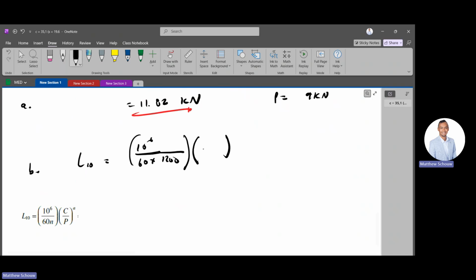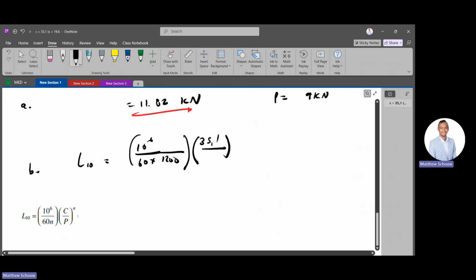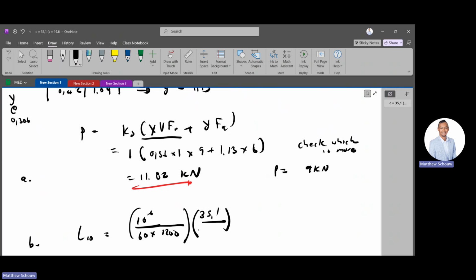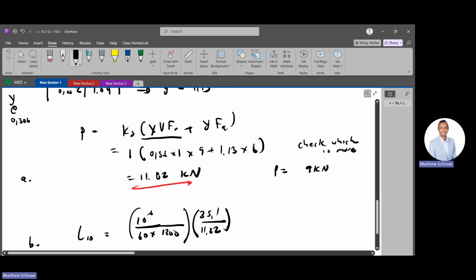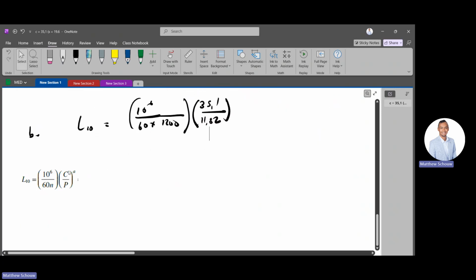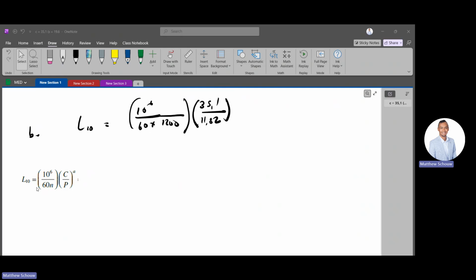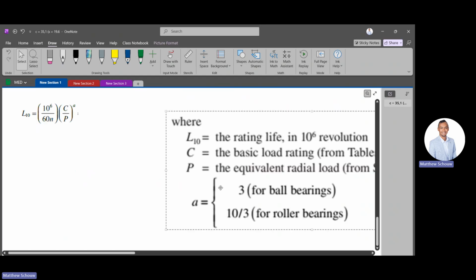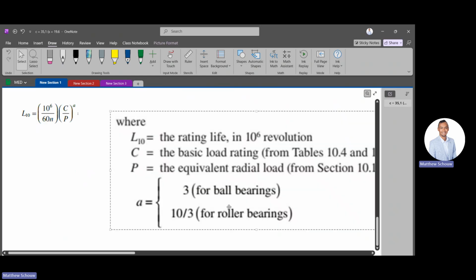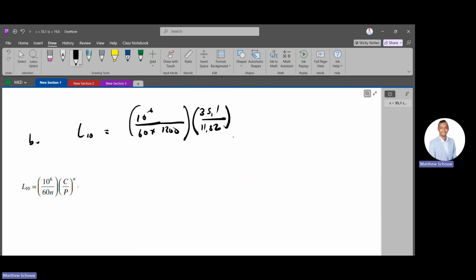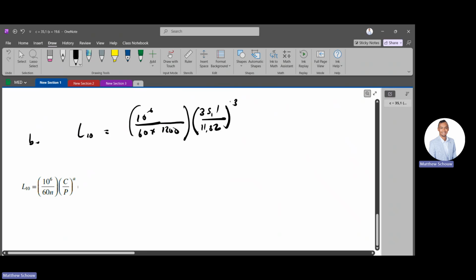35.1, right? Let's put that in there. And then we have to divide this by P, which is our equivalent radial load, which is 11.82. Then we have A, right? If you remember what I told you, A is dependent on whether you're dealing with a ball bearing or a roller. I believe we're dealing with ball bearings, so we have to adjust that. So that's going to be 3, power 3. Let me just compute this and see what I get.